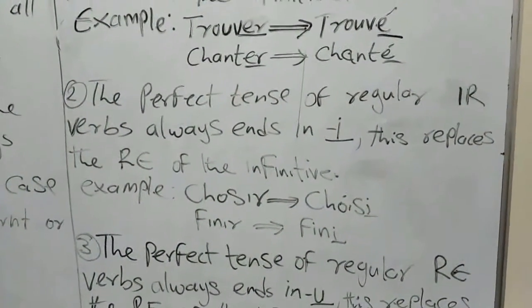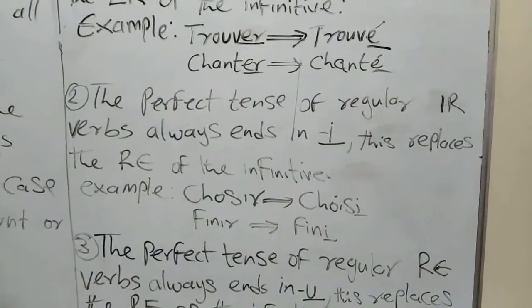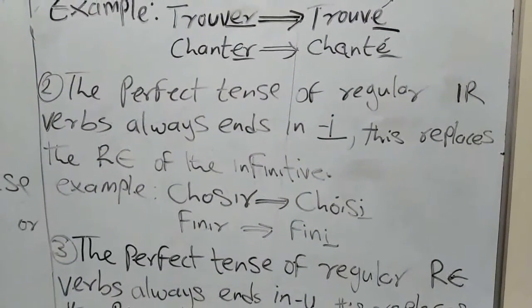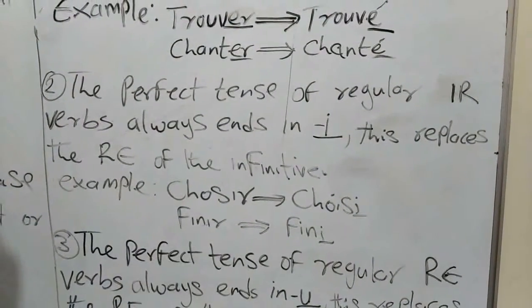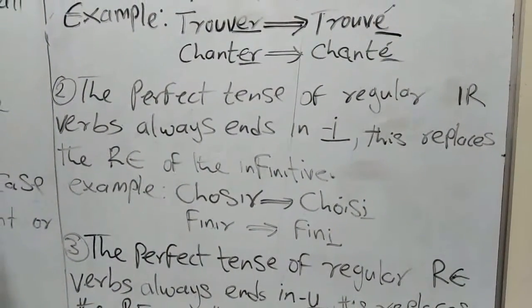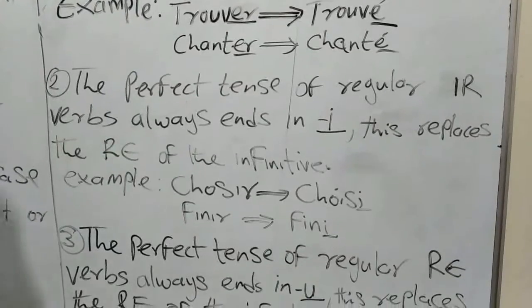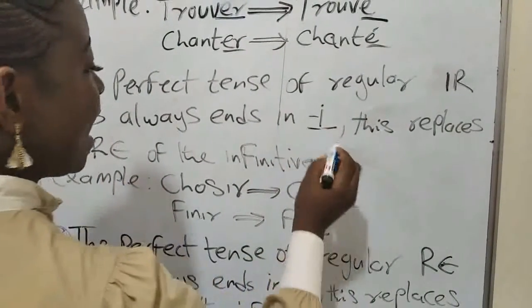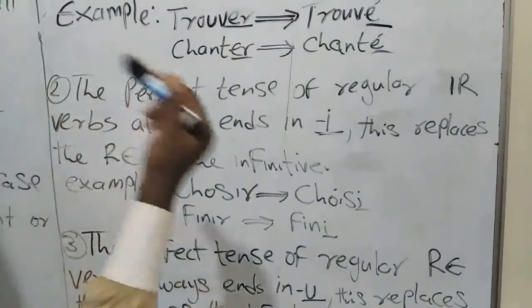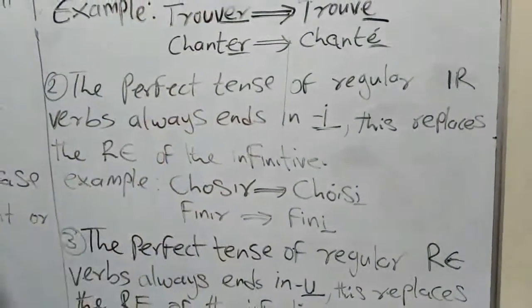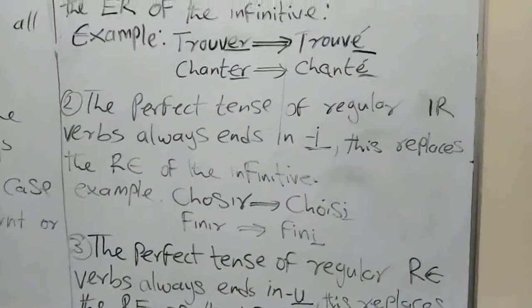You know we have 3 main regular groups of verbs. The second one here is the IR verbs. So the perfect tense of regular IR verbs always ends in I. This is it, I in English. This replaces the infinitive, just like what I explained above for ER verbs.